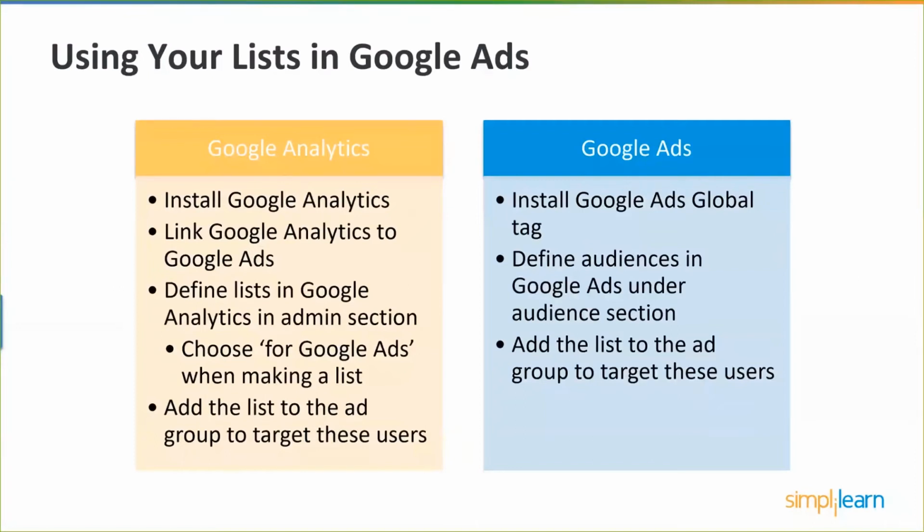Now, if you're in Google Ads, you're going to install the Google Ads tag, and then you'll define your audiences in the Google Ads section in the audience data. And then you're going to add the list to those ad groups.